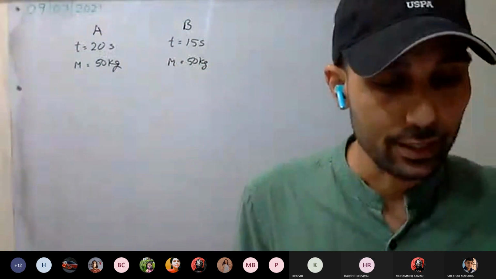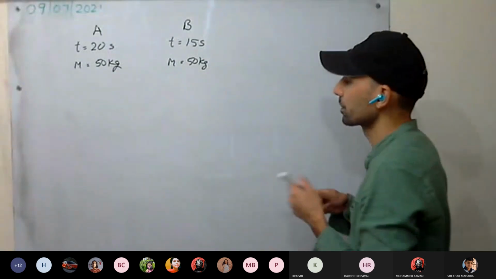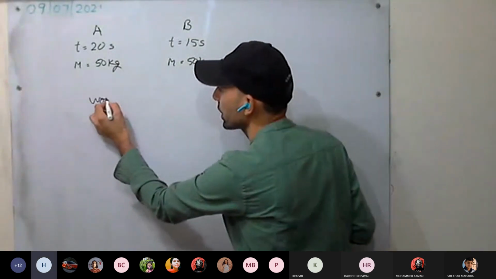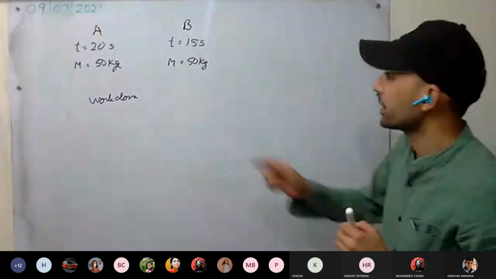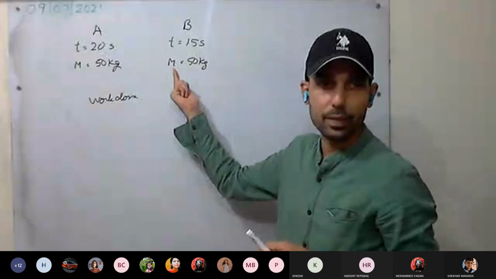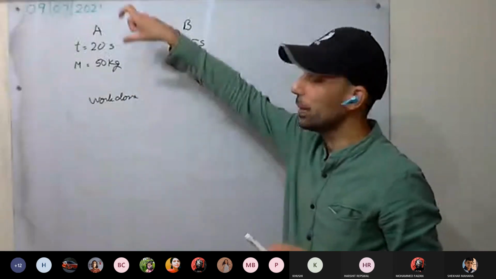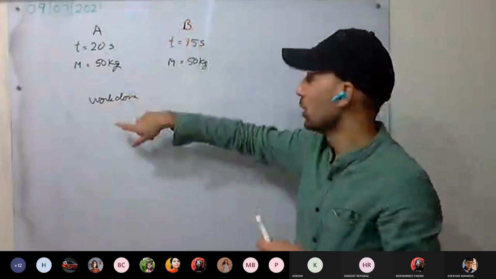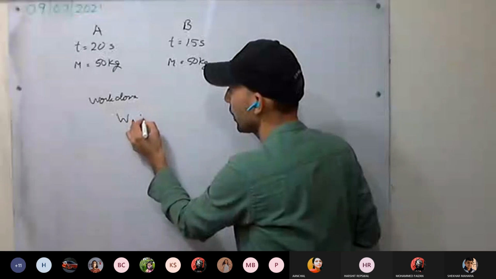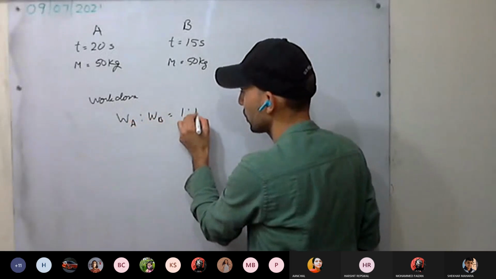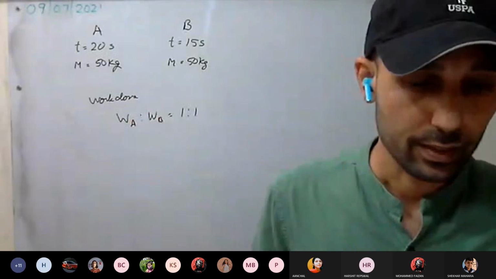Same stairs, they have done the same work. Compare the work done. What will be the work done? Will the work done be same or different? Since their masses are same, weight will be same, mg, and they have moved the same distance. So work done will be same. So work done by A to work done by B will be how much? 1:1. They are doing the same work.